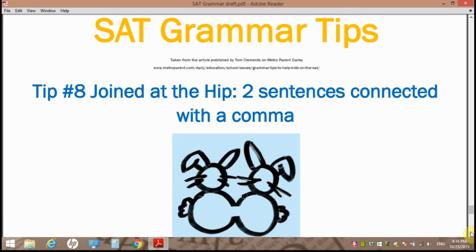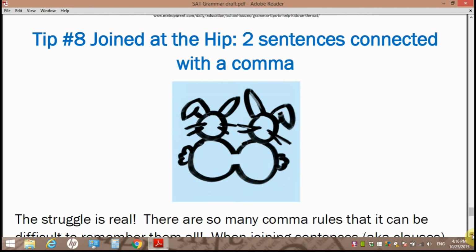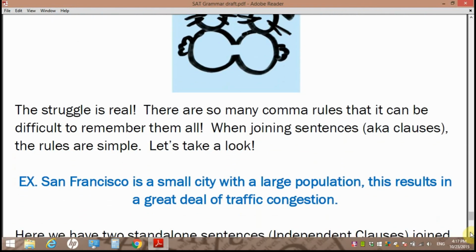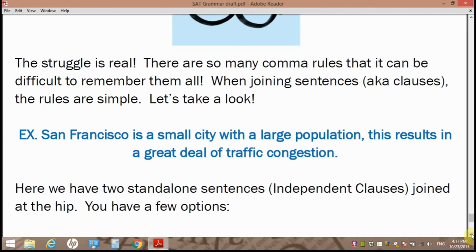One last tip. Tip number 8, joined at the hip. Two sentences connected with a comma. This is a review of the lesson that you had in our last video talking about dependent and independent clauses. So I'm not going to go too much into detail with this. So looking just as a refresher, San Francisco is a small city with a large population, comma. This results in a great deal of traffic congestion. We have two independent clauses here, so you cannot separate them simply by using a comma.